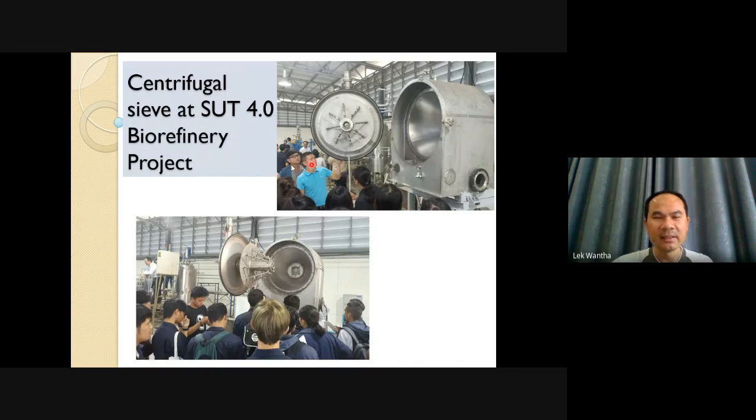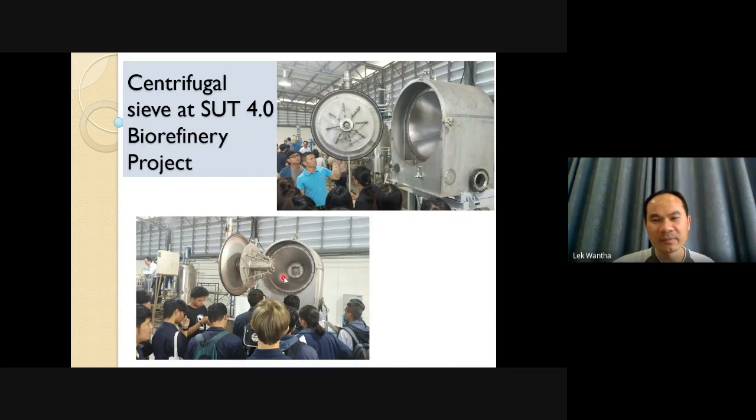This is the centrifuge in our pilot plant. For this design, we have two functions. We use it as a centrifuge and also as a filtration unit, because we use the centrifugal force, and on the surface we also have some filter medium. For this case we use two functions, filter and centrifuge.